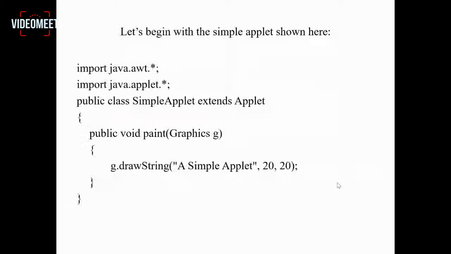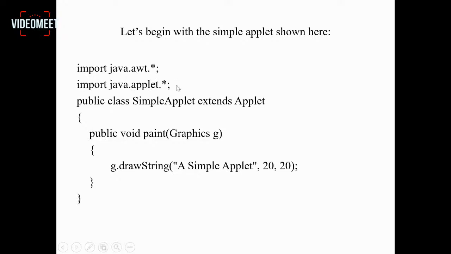Now look at this program. It's a small program. We are importing two packages, as I told you earlier. To write a simple applet program, we need to import these two packages: one is AWT, the other one is Applet. I'm importing the complete packages: import java.awt.*; similarly for applet, java.applet.*.